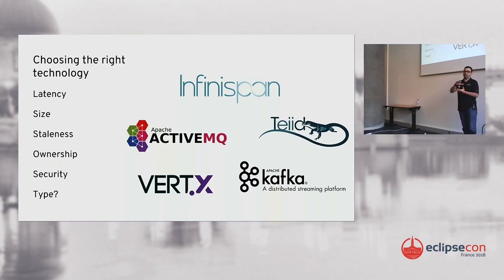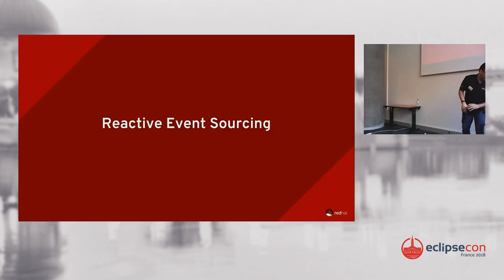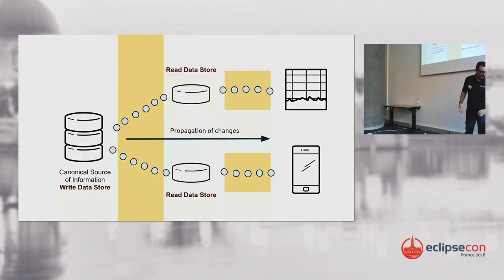But let's see how reactive fits in this view. For this, we need to join reactive and event sourcing. I said that this part, the yellow part, was where the magic happens, because you need to transfer data from one point to another. We have seen a set of technologies for this. Obviously, you have the same event bus here between your mobile phone, for example, and this read data store. So where does reactive come into play here?